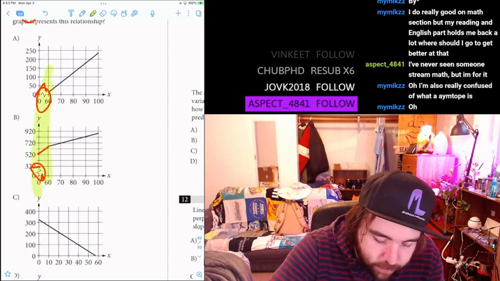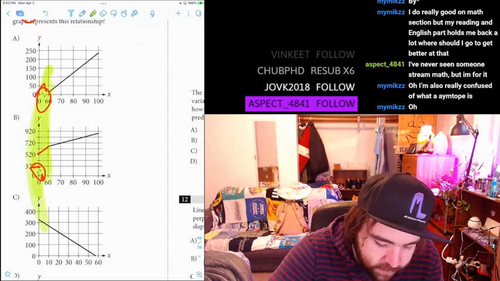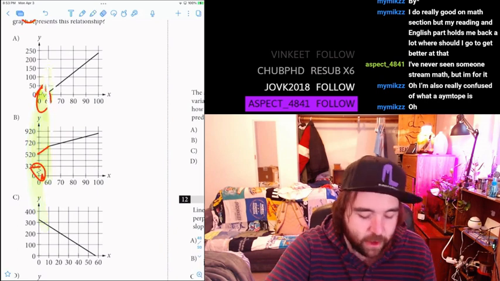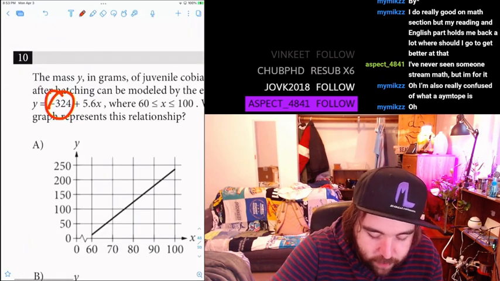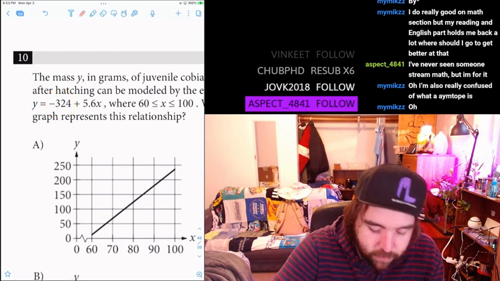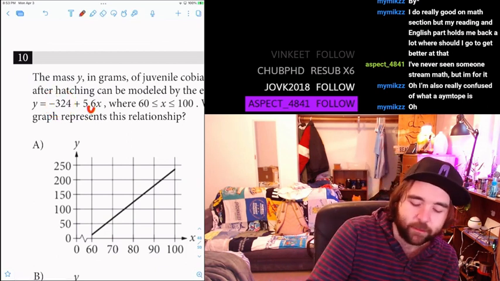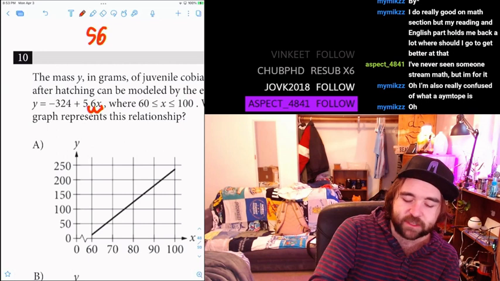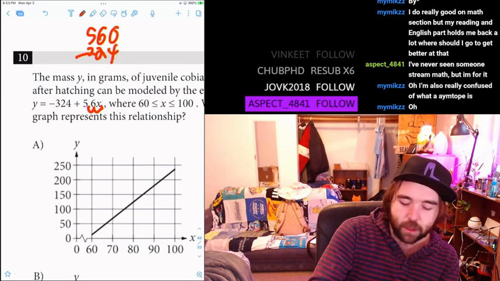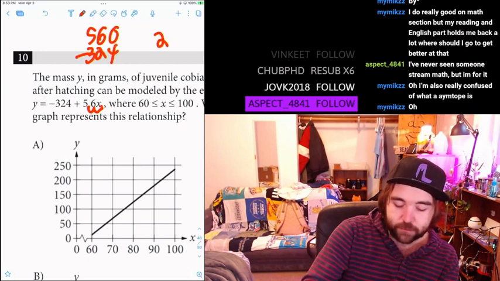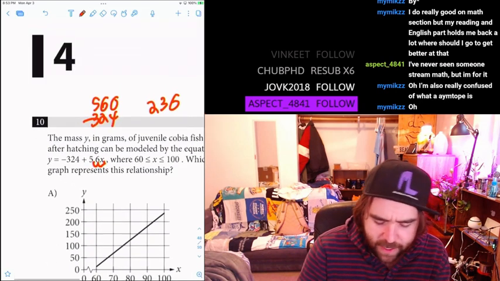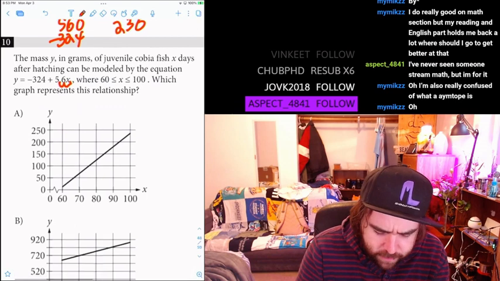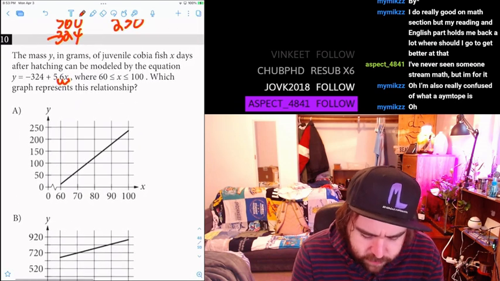So I would just plug in points. We do have a calculator. See if we can plug in points without a calculator. I mean, we do have the 100, right? So what's going to happen when we plug in 100 to this? So 5.6 times 100, you go bang, boom. So it's 560 minus 324, which is what? 236. And it's just quicker without a calculator. So you know that when you plug in 100, you should get 236.